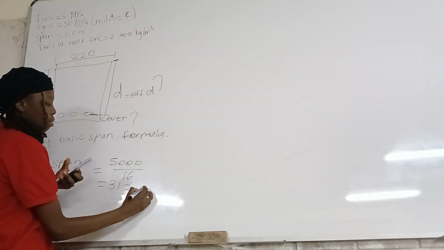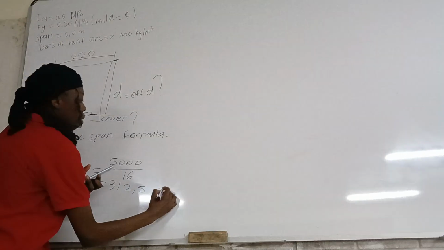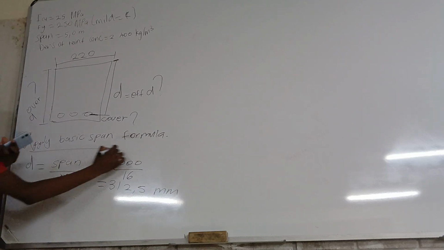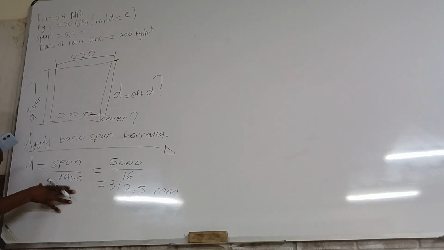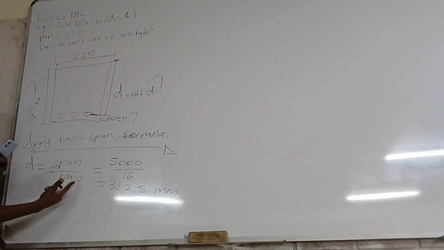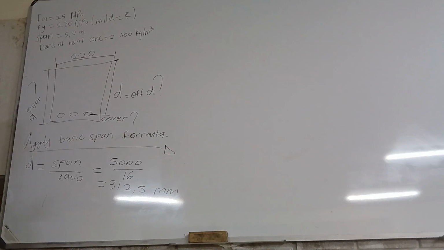So what do we get? 312.5 millimeters. This is the first step. If you are only given the width, you need to apply this basic span formula. The effective depth is equal to the span divided by the ratio. The span is 5,000, divided by the ratio, which you refer to the table. Divided by 16, we get 312.5 millimeters. That is our effective depth.